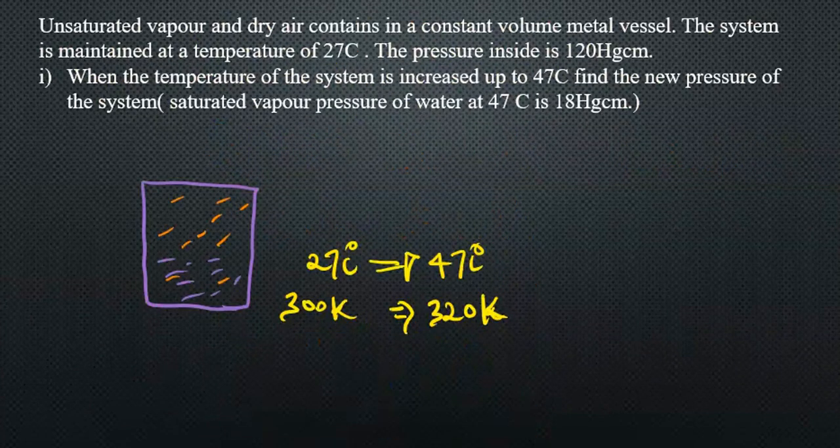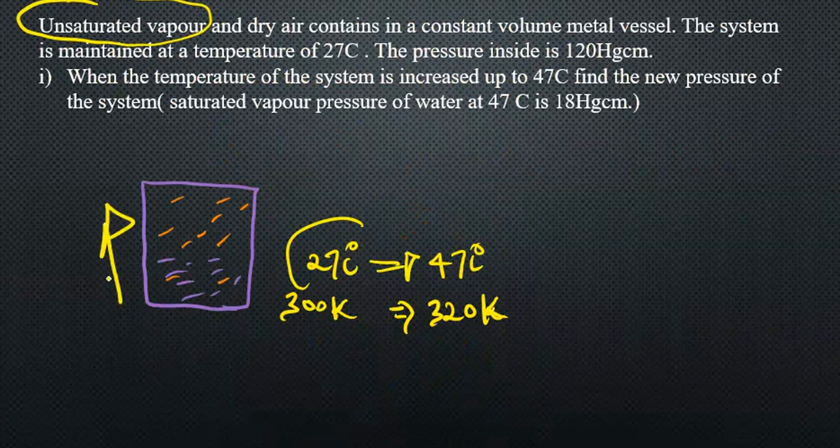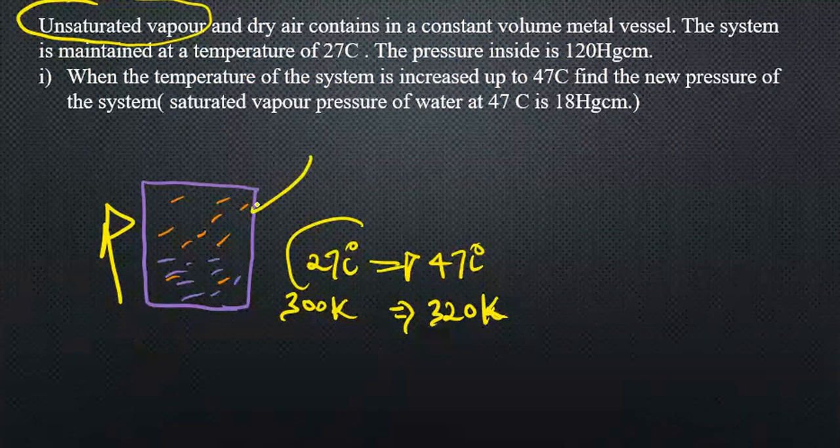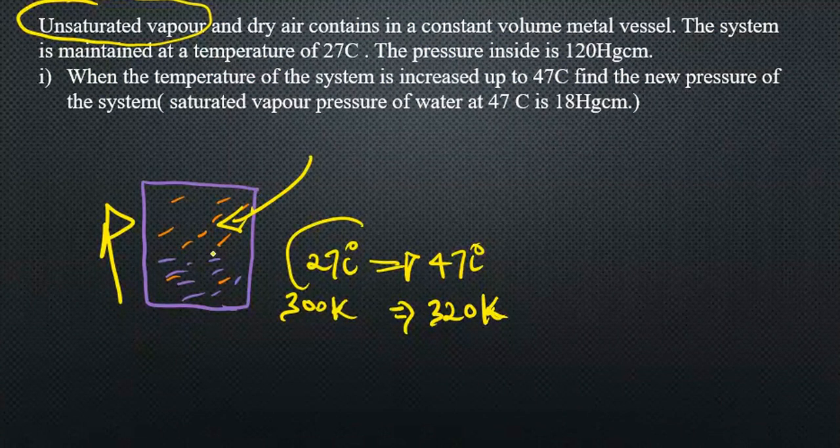So let's get into our question first. Here they are telling us that at 27 degrees Celsius we have unsaturated vapor, right? So that means we can apply gas laws. In unsaturated vapor, when the temperature is increased, new molecules will not come into the vessel. So we can apply ideal gas laws here. They are asking us to find the new pressure at 47 degrees Celsius.